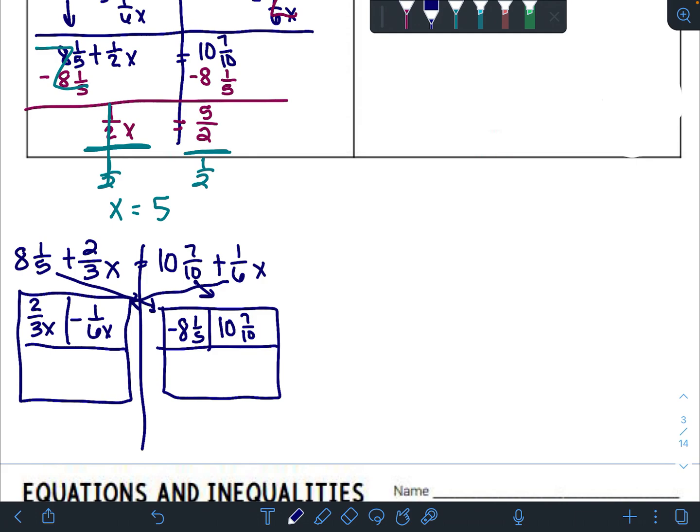When I combine my like terms, so if I add these together, I get that 1/2 x. If I add these together, I get that 5/2. And then doing just that last step of getting x by itself, I'm going to divide by half, and I get x is equal to 5.